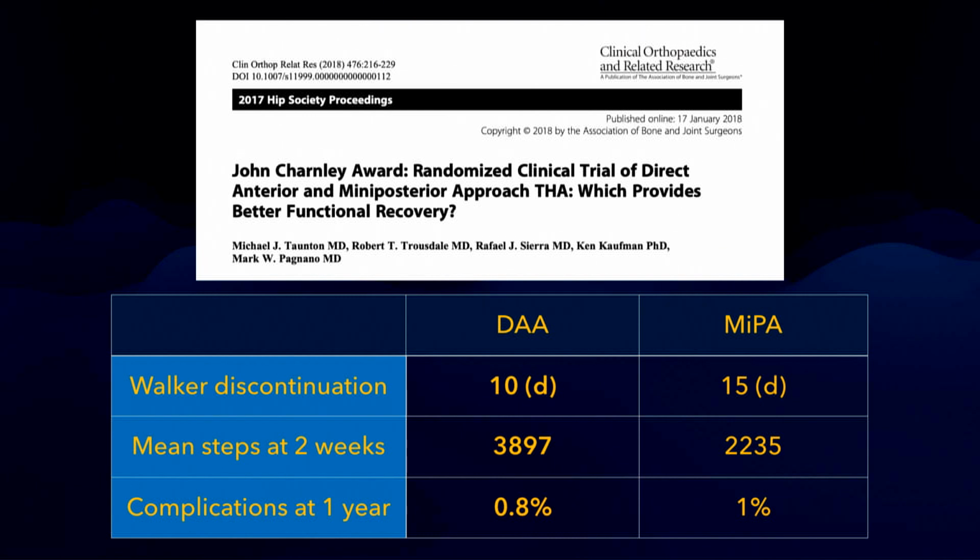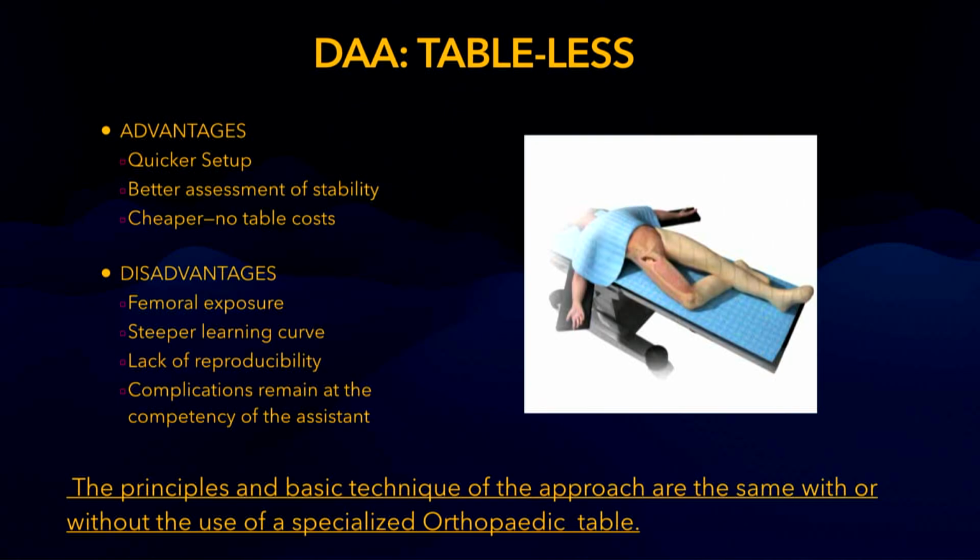Same, in 2018, the John Charnley Award was given to a study done by 7 surgeons where they studied the gait analysis in the initial couple of weeks after a hip replacement. They compared the DAA group to the mini posterior group, and the results were astounding. All of them were better than the MIPA group.